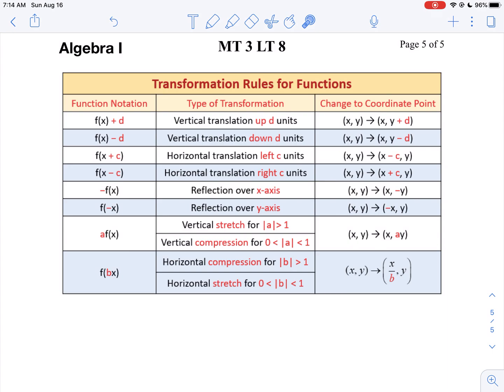If you make your function negative inside, you're going to reflect over the y-axis, but since it's absolute value and it's symmetric with the y-axis, you're not going to see a change there. If you multiply the function by a number, it's going to be a vertical stretch if it's bigger than 1, a compression if it's less than 1. If you're inside the function, that's horizontal: if you multiply, it would be a horizontal compression by that factor, or a horizontal stretch by that factor if it's between 0 and 1.